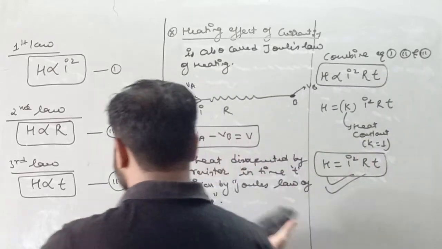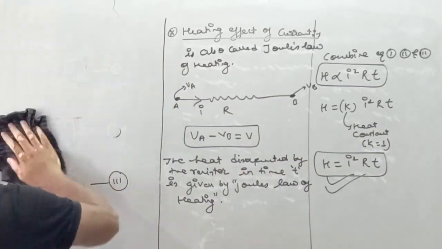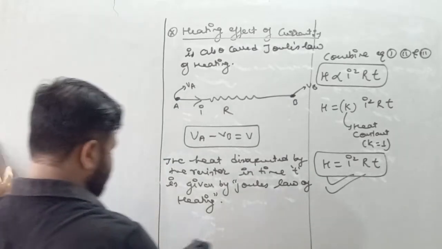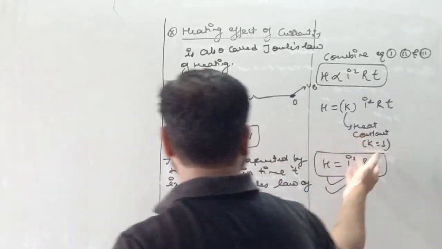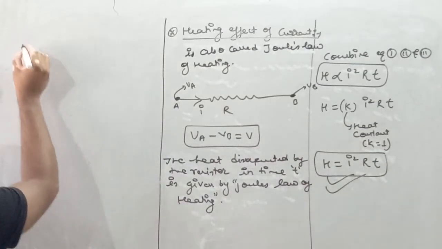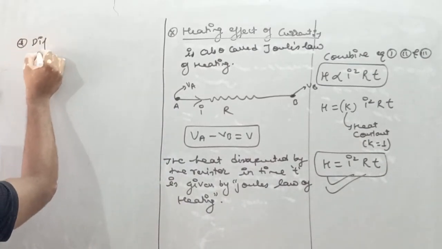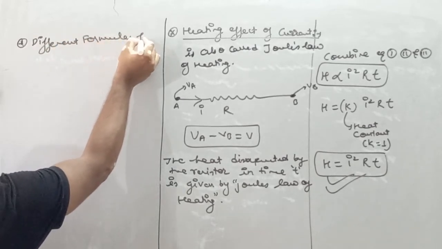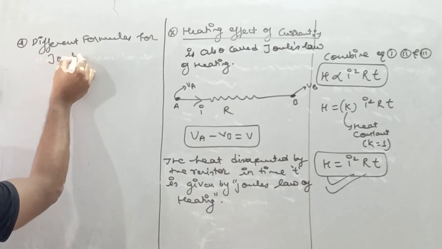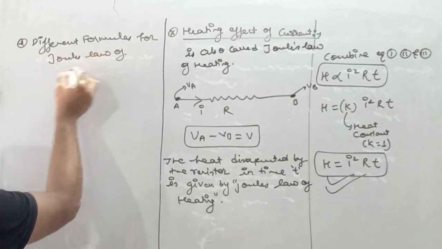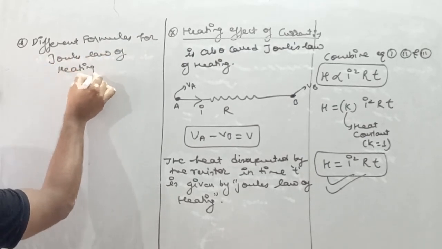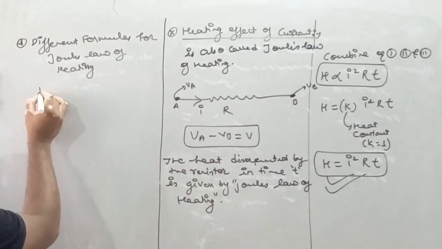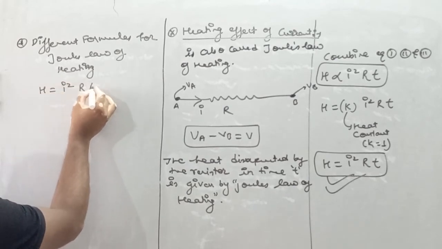Now see, my dear students, sometimes according to the question the values are not given. So let's make different formulas for Joule's law of heating. Write down different formulas for Joule's law of heating. The basic formula of Joule's law of heating is H is equal to I square RT.